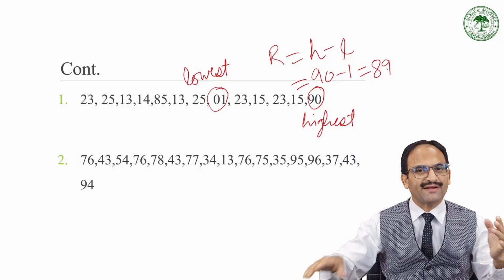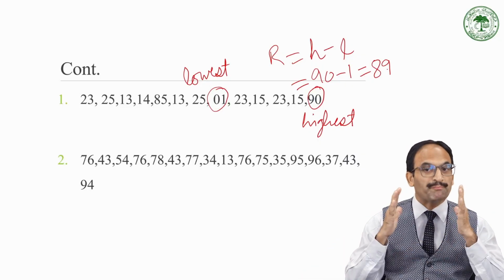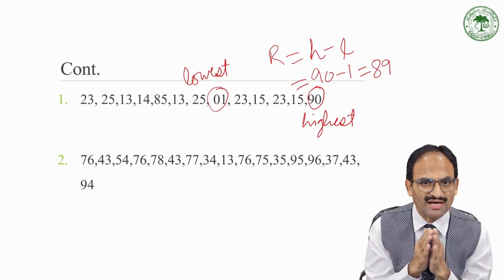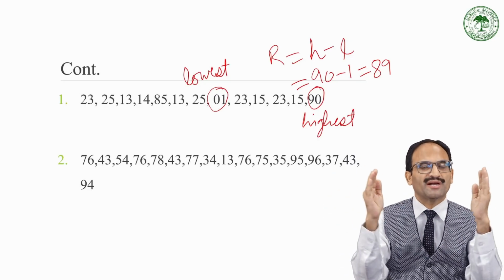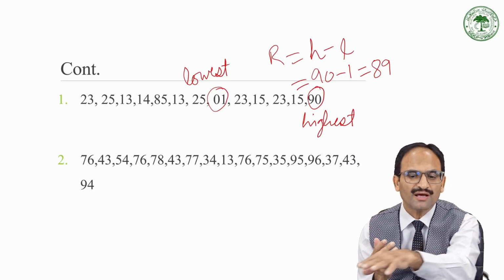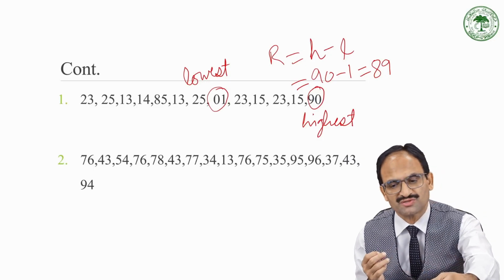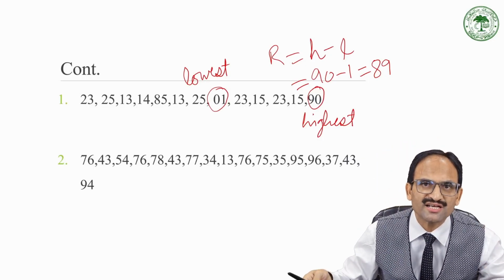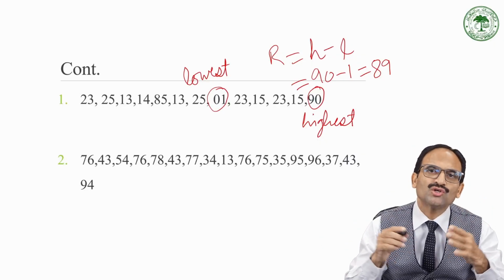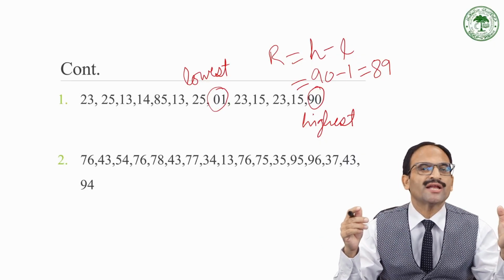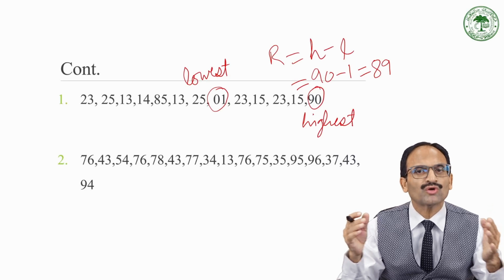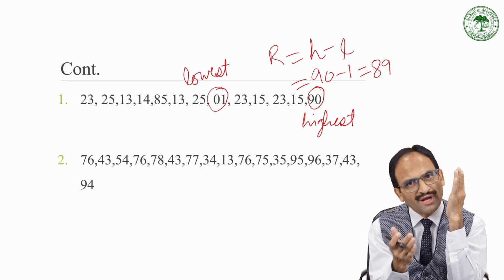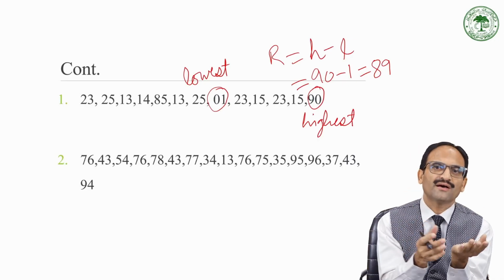And 89 is a huge value, a big value, and this 89 shows that this particular data has a lot of variability, and it is very much evident if you see the data that the lowest score is 1 and the highest score is 90. Let's come to the second example. Again, your job is to find out the range, and in order to find out the range, you will subtract the lowest score from the highest score, and for that you have to locate first the lowest score and then the highest score.